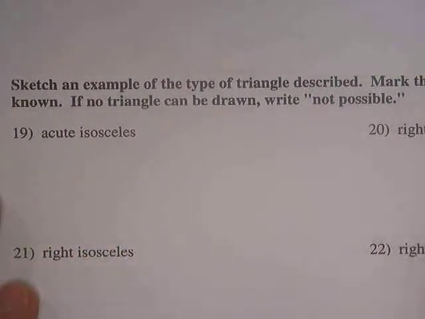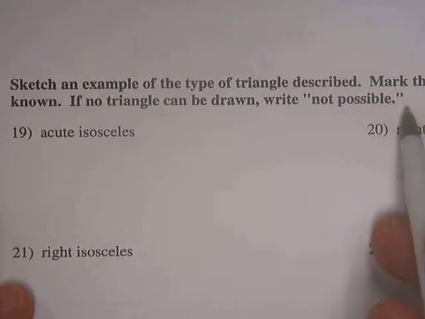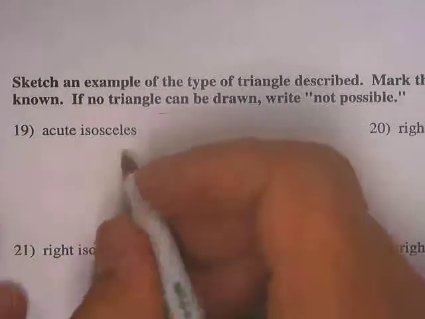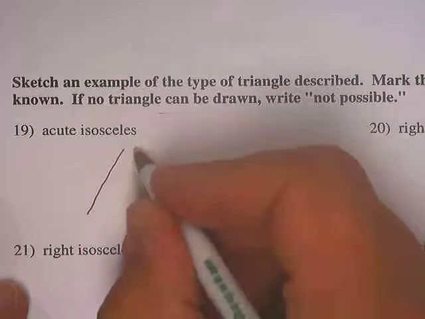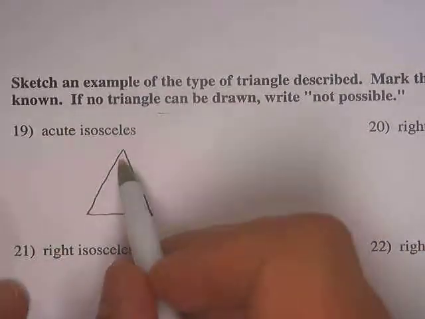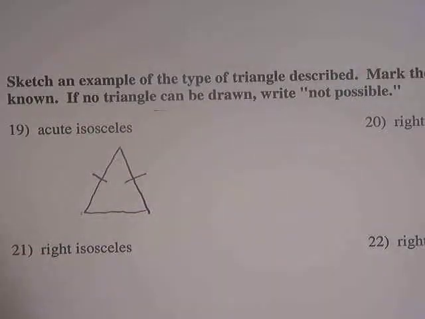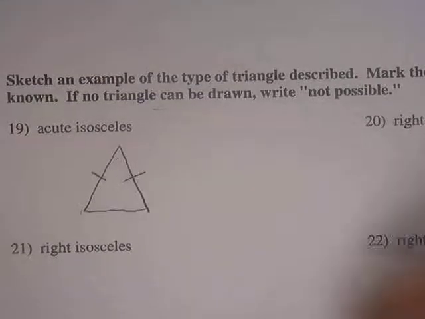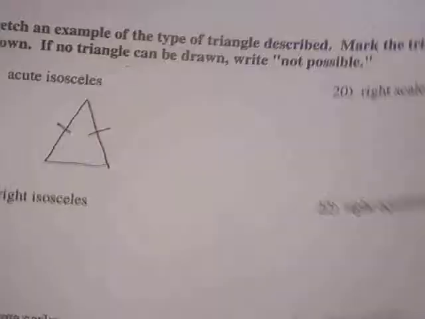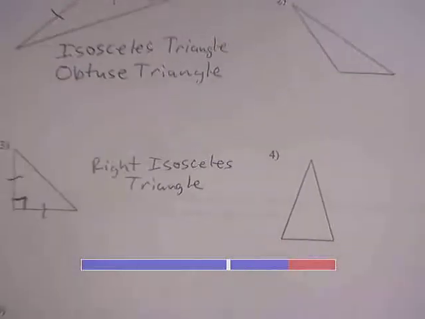All right, now I want you to turn over here. It says, sketch an example of the type of triangle described. Mark the triangle to indicate what information is known. If no triangle can be drawn, write not possible. All right, acute isosceles. So you draw to the best of your ability. Acute triangle, all these are less than 90 degrees. Isosceles, those two are congruent. So you want to try to draw triangles that fit those descriptions and make the correct markings.